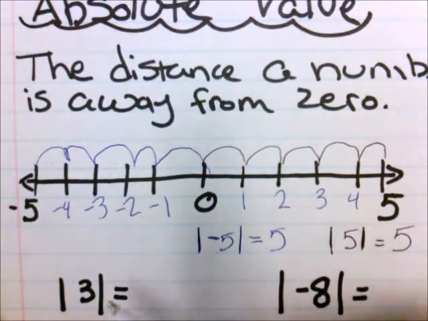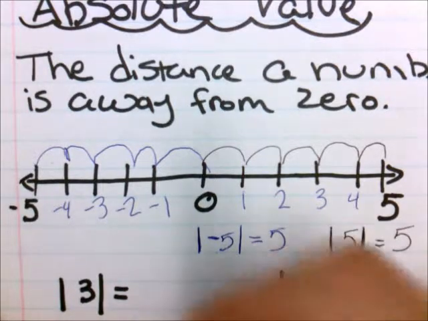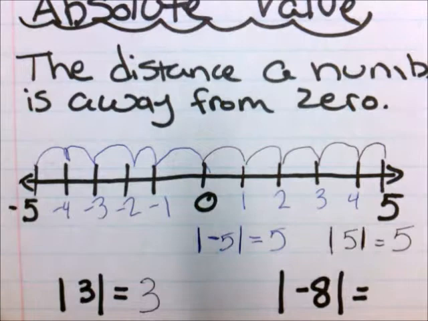So now I just go down to my two example problems. The absolute value of 3, I don't need a number line anymore. It's always going to be a positive number. So the absolute value of 3 is 3. And the absolute value of -8 is +8, because absolute value is always positive.